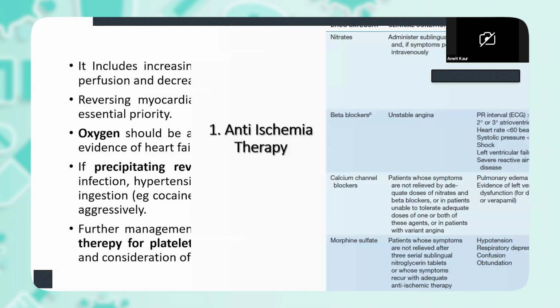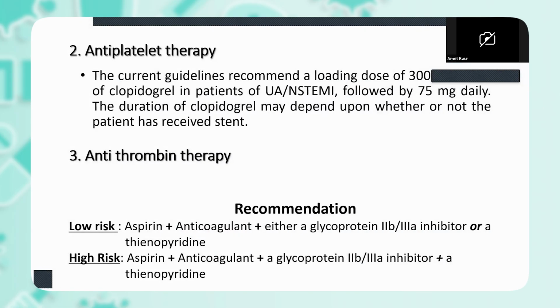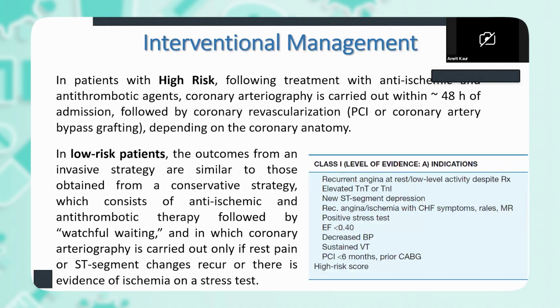We have read about the management. The management is the same even for NSTEMI. It is nitrates, beta blockers, morphine, antiplatelet therapy. Nothing is different. This is the class 1 level of evidence for patients with STEMI who should have an angiography. And this is basically what we have read before: a patient in shock, a sustained VT, recurrent angina, elevated enzymes, new ST segment depression. So basically all your patients with STEMI are level 1 indications for PCI.